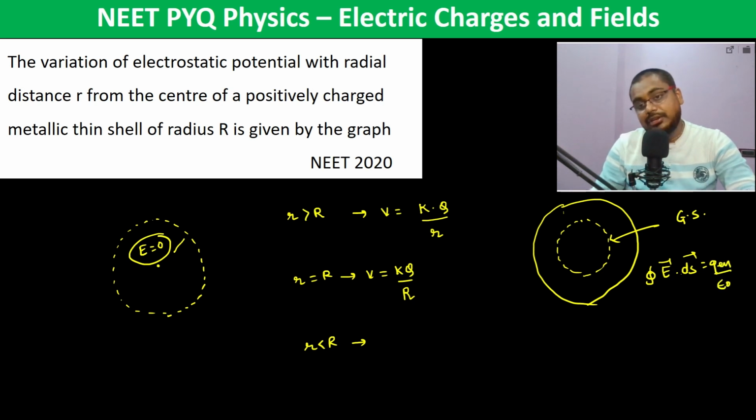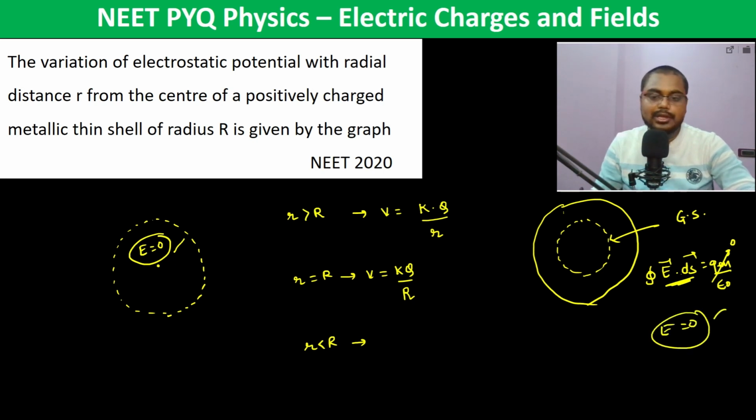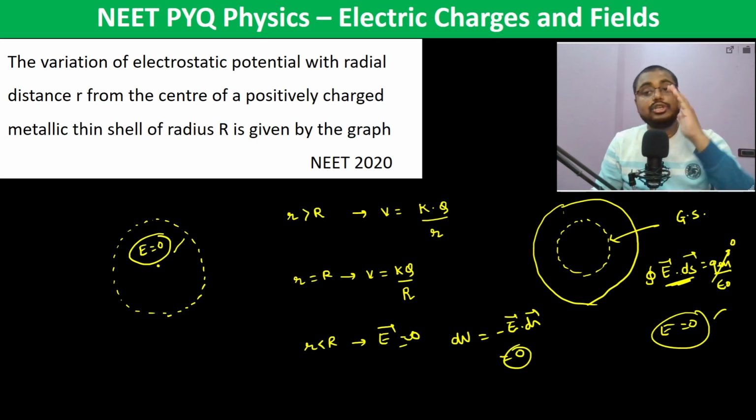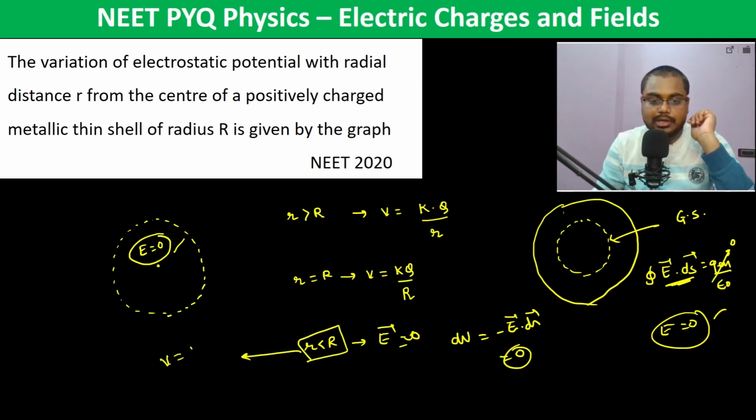Now it is hollow, so inside there is no charge, so therefore q enclosed is 0. So E dS is also 0, and E should be the same at all the points due to symmetry, so therefore electric field is 0. And since electric field is 0, dV is equal to minus E dot dr, this also becomes 0. So therefore there is no change in potential from the surface, so at all r less than R, potential is going to be kq by R only.